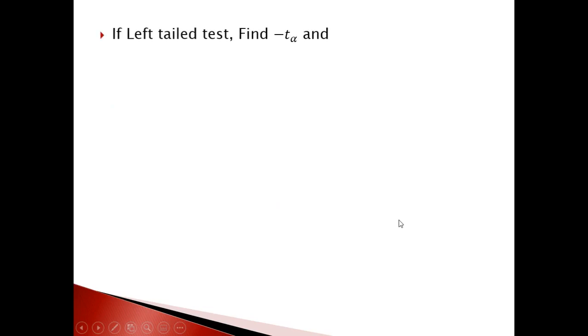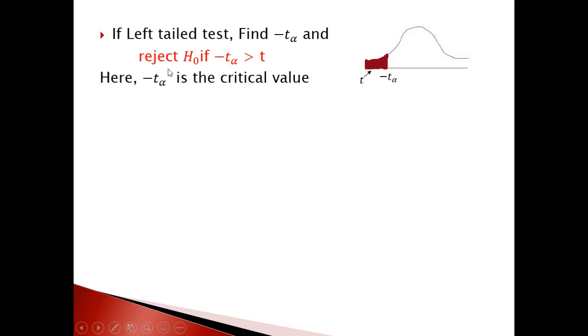If we have a left tail test, which means our alternative hypothesis is mu1 less than mu2, we have to find negative t alpha, and we check if negative t alpha is greater than t. If so, we reject H naught. Here t alpha is the critical value. So if our t value is less than the t alpha value, we reject our null hypothesis, as you can see in this picture.